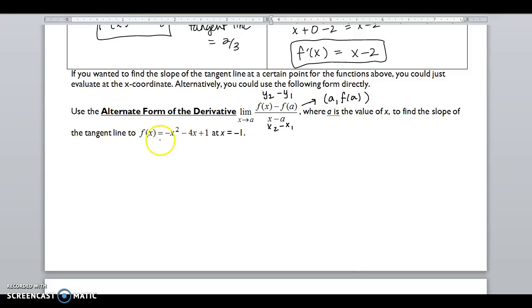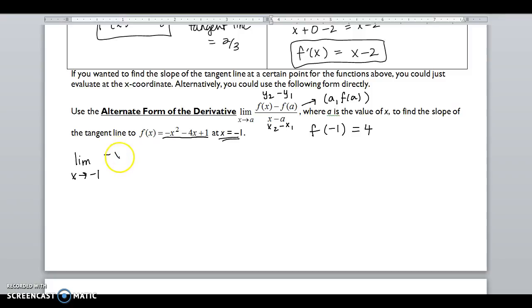So this equation here, f of x equals negative x squared minus 4x plus 1, is the same graph we were looking at on the other page. And so if you look back there at x equals negative 1, we had a y value of 4. So f of negative 1 is 4. You can also plug it into this equation and see. So in this case, our a is negative 1. So we're going to take the limit as x approaches negative 1 of f of x.